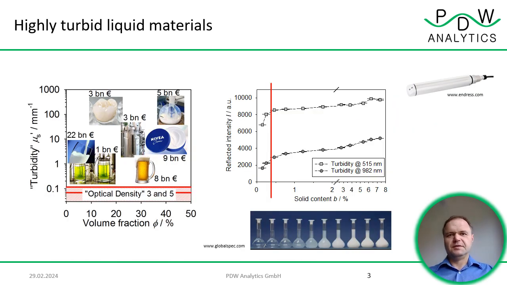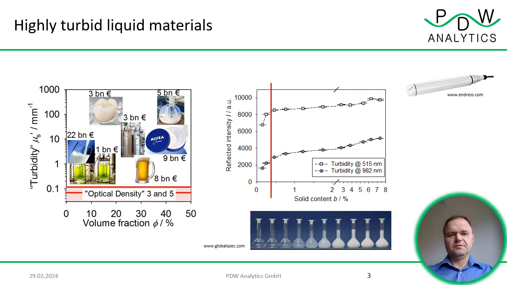If we want to do optical spectroscopy in processes, we have a significant issue when it comes to highly concentrated dispersions, so turbid liquids. For example, here on the left graph, you see the turbidity on the y-axis, which we express as reduced scattering coefficient for a number of materials. For example, milk industry, biotech, cosmetics, and so on and so forth. And they exhibit turbidities which are way above the usual limit of conventional optical spectroscopy, where you can measure to optical densities of 3 to 5.